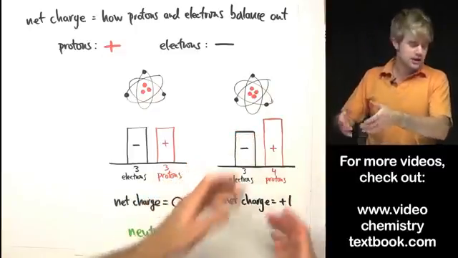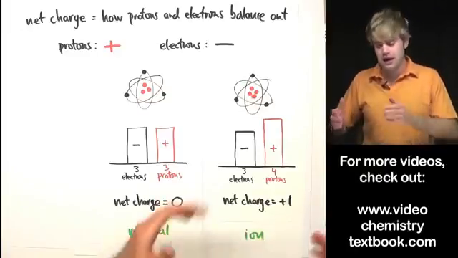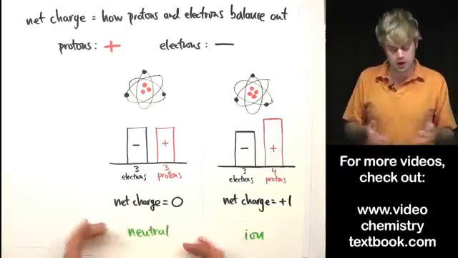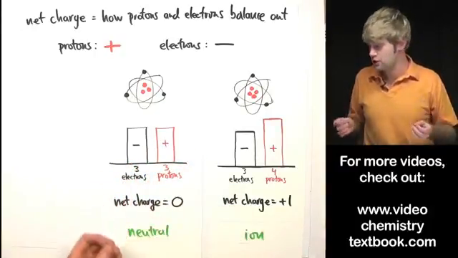Since our atom has a net charge, we give it a special name. We call it an ion. An ion is any atom that has a net charge. Neutral is what you call it if you don't have a charge. Ion is what you call it if you have any charge.